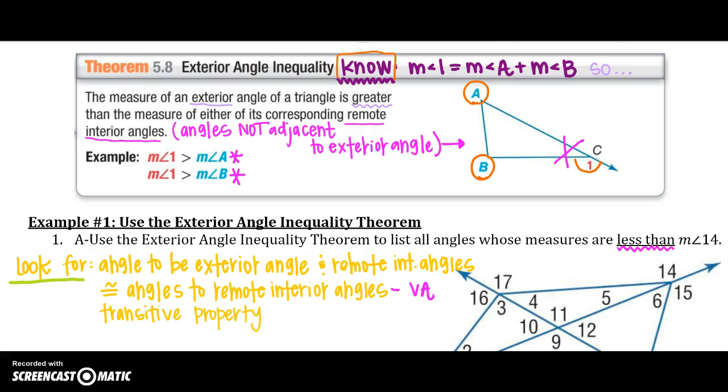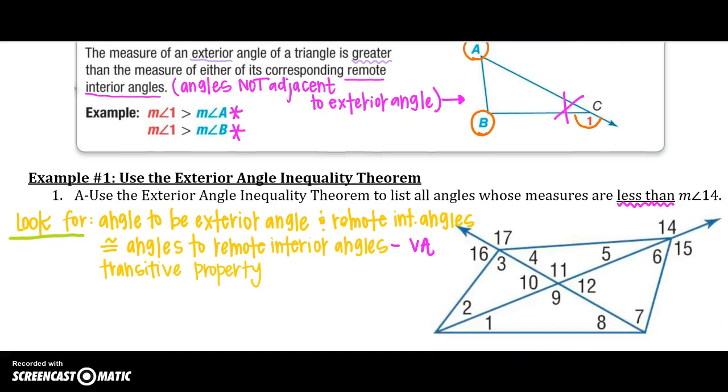And then also look for the transitive property. So I'm going to look at and mark the measure of angle 14. Notice that's an exterior angle, and there are also two triangles. It is exterior to both. So let's look at the blue triangle first that we just marked. Because of the exterior angle theorem, I know the measure of angle 14 is greater than the measure of angle 4. Notice that is one of those remote interior angles.